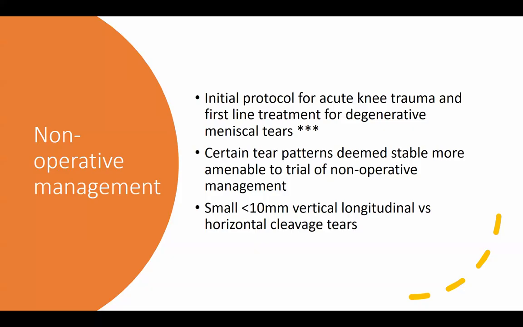As such, non-operative management is useful for the initial treatment for acute knee trauma, and as a first-line protocol, treatment in degenerative meniscal tears. Protected weight bearing, rest, ice, elevation are important early on in presentation. Certain tear patterns that are deemed stable and unlikely to progress may do well with definitive conservative management. These include, but are not limited to, small vertical longitudinal tears, which occur between the circumferential collagen fibers and thus do not disrupt the inherent stresses.